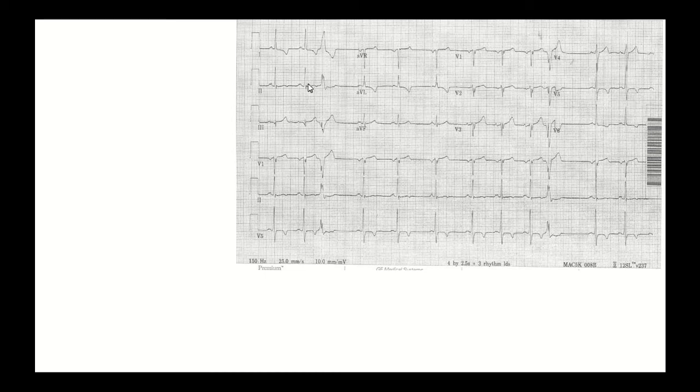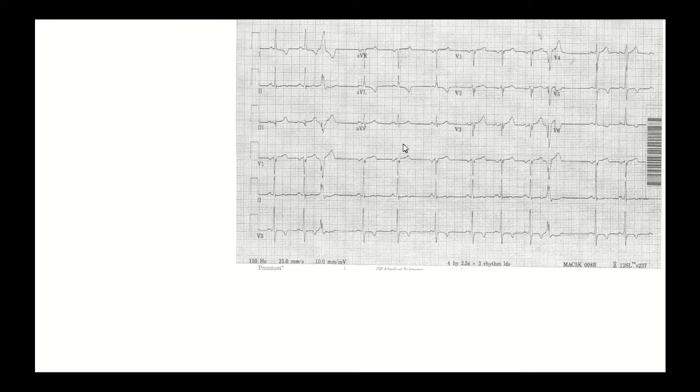Intervals, PR interval looks fine. The QRS for the natively conducted complexes looks fine. The QT is well below half the R to R interval here, so that looks to be fine as well. There's no real evidence of block here. The atria look like they're conducting to the ventricles just fine.